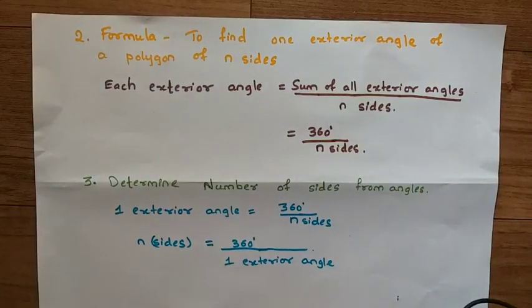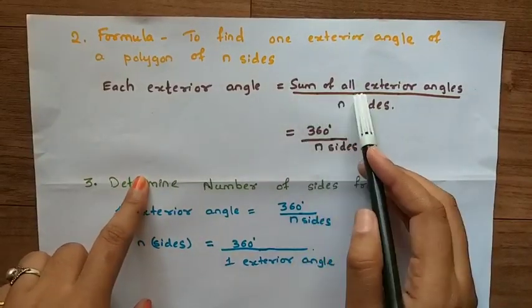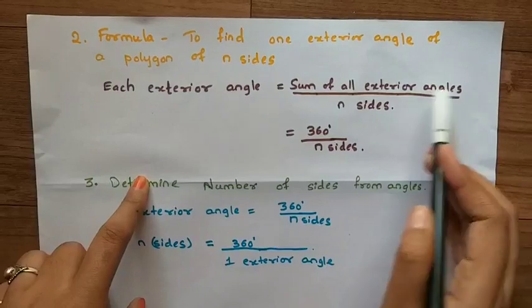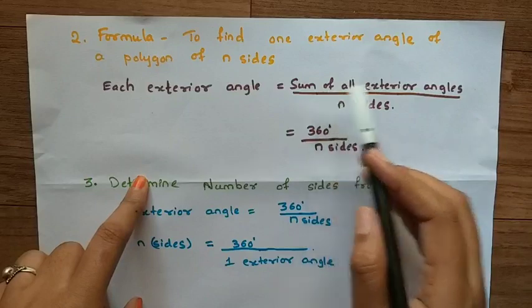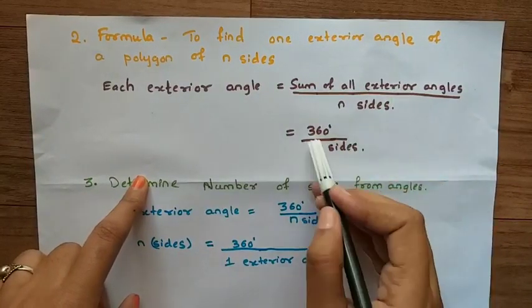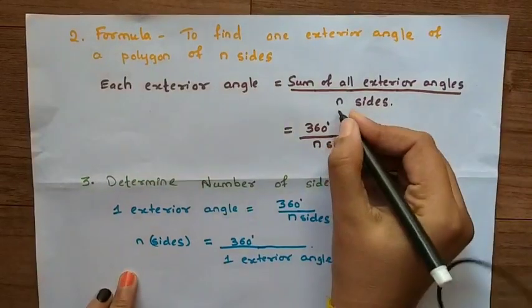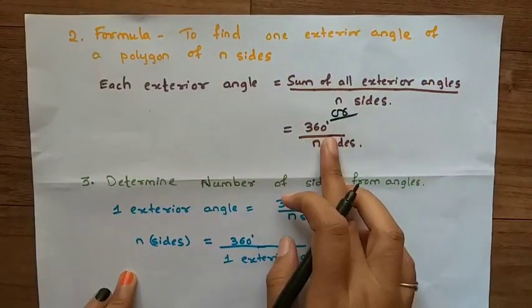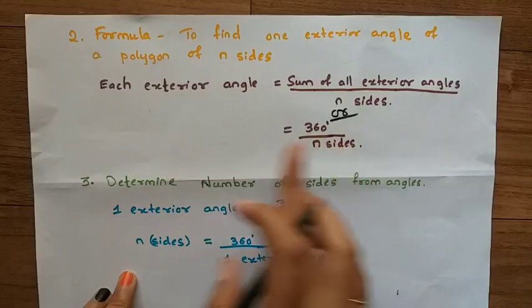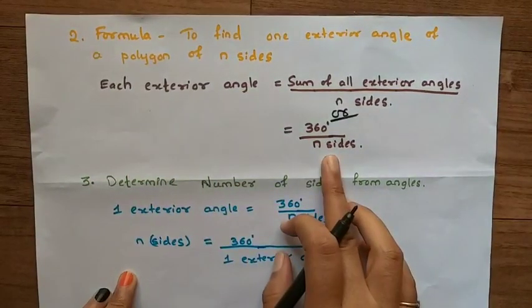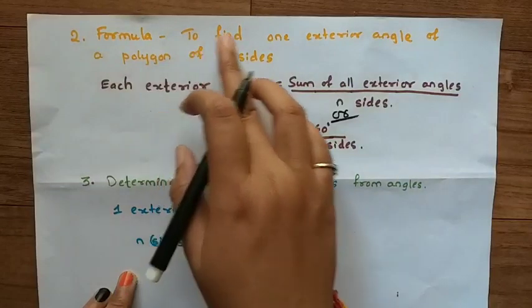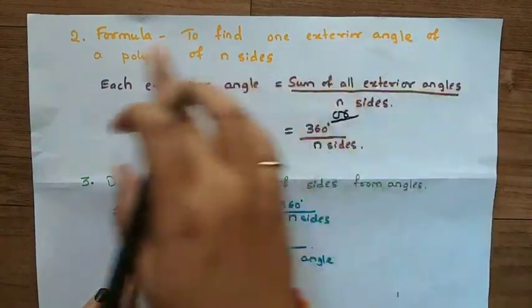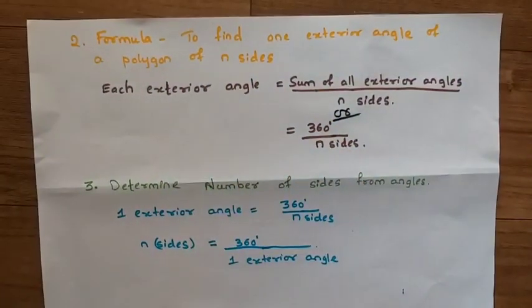For solving each individual angle, we have a formula: the sum of all exterior angles divided by n sides. We know that the sum of all exterior angles of any polygon is 360 degrees. So you can write the formula as 360 degrees divided by n sides. Each exterior angle is equal to 360 degrees divided by n sides. This is the second formula, to find one exterior angle of any polygon of n sides.